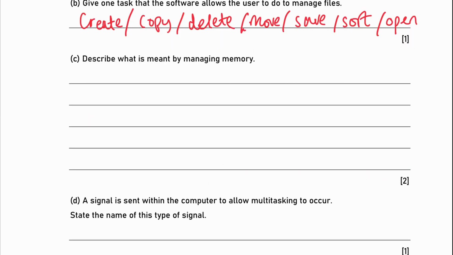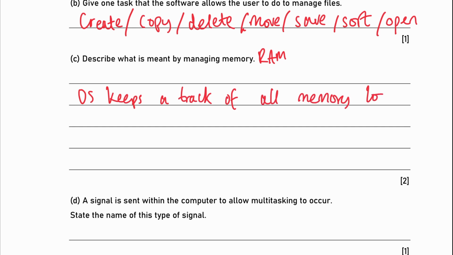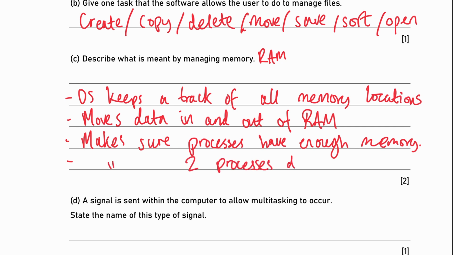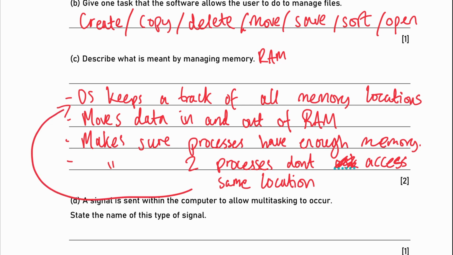Managing memory is also a job of the OS, and we're talking about RAM or main memory here, not secondary storage. And the OS keeps a track of all memory locations, so what's being stored in the RAM, that's one mark. It will also move data in and out of RAM. It makes sure that processors have enough memory so that they can work properly, and it will also make sure that two processors don't access the same memory location, and it does this by going back to the first point of keeping a track of all the locations and what's being stored in them.